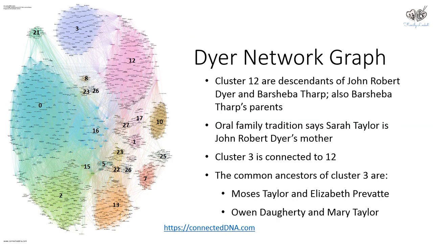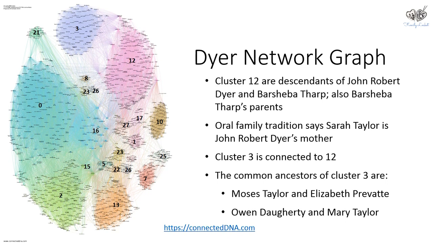Here's an example of a network graph for our Dyer side of the family. I had my father-in-law test, and we found that descendants in cluster 12 were all from the common ancestors John Robert Dyer and Bathsheba Tharp. Also, we found descendants of Bathsheba Tharp's parents in cluster 12.